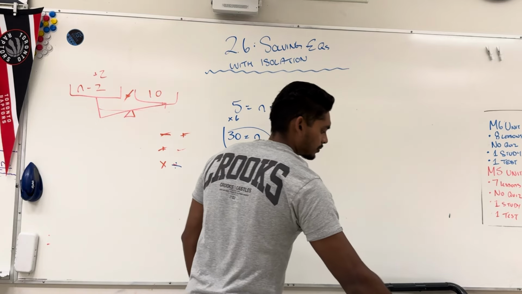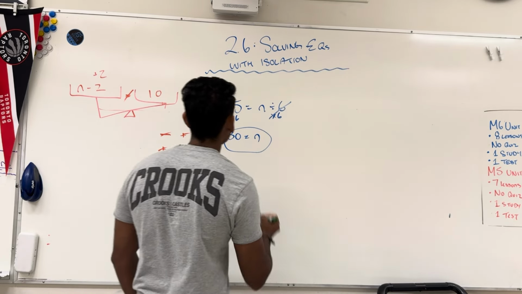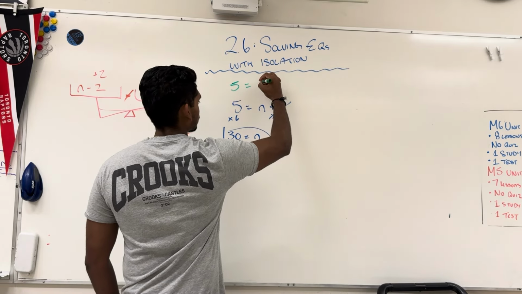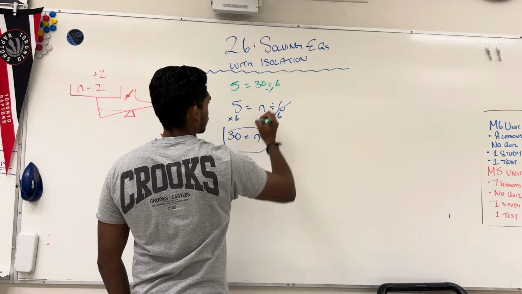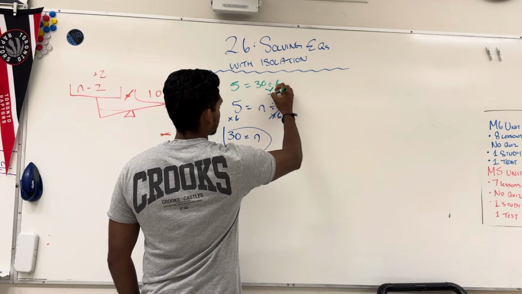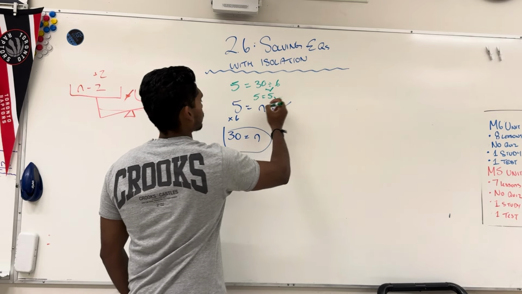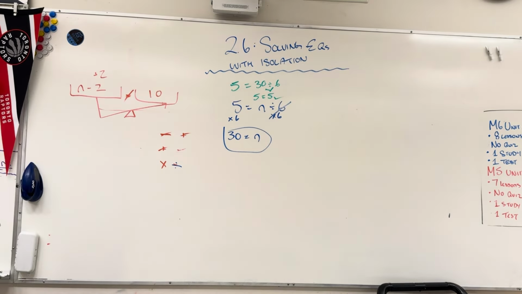There we go. Let's check our answer. Put it back in the original. 5 equals 30 divided by 6. 30 divided by 6 equals 5. 5 equals 5. We're good. All right, simple as that. Isolation of the variable.